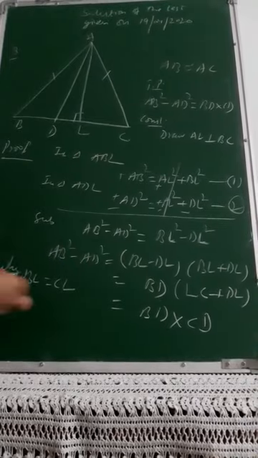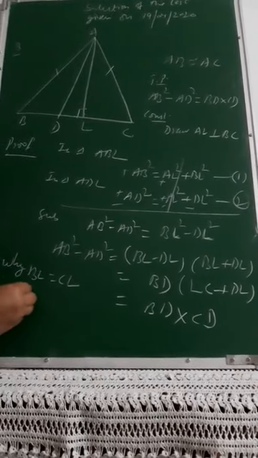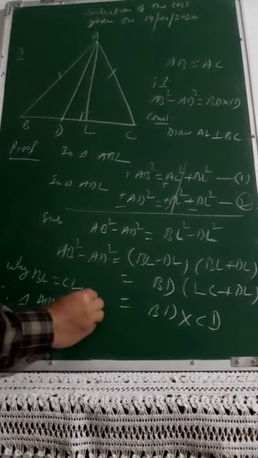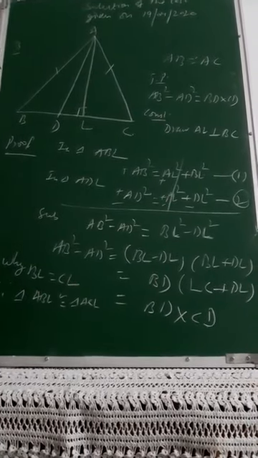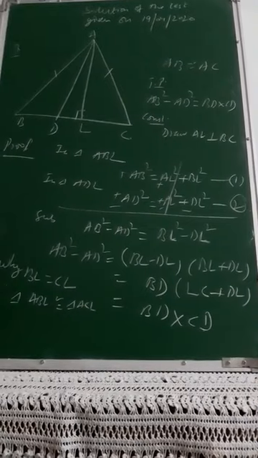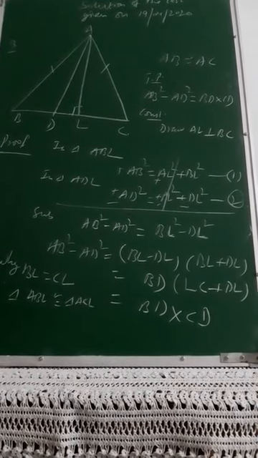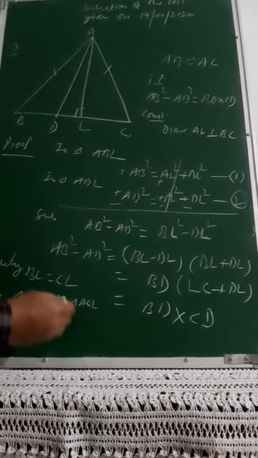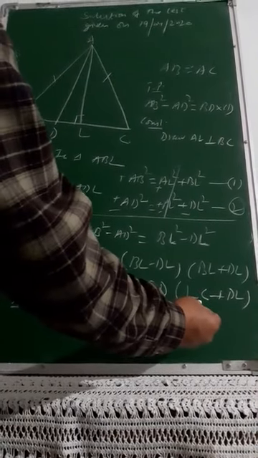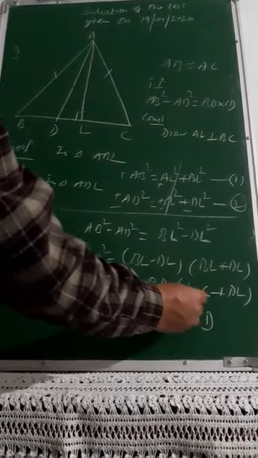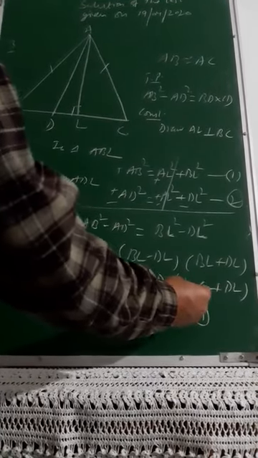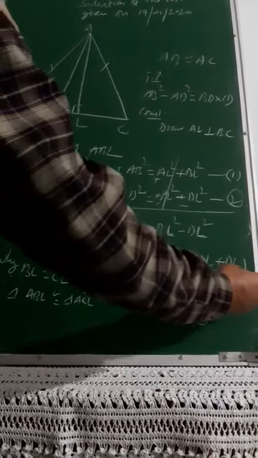So why is BL equal to CL? Because triangle ABL is congruent to triangle ACL. Triangles ABL and ACL are congruent by RHS, therefore BL will be equal to CL. So I replaced BL by LC here. This is the reason I have given to you why this is equal. So when you replace this, this will become LC, and here it is DL.